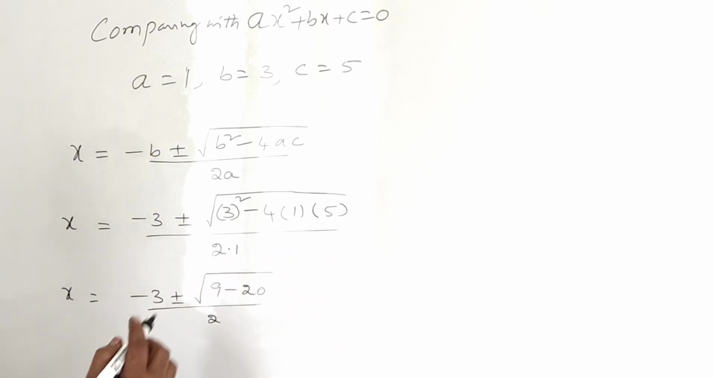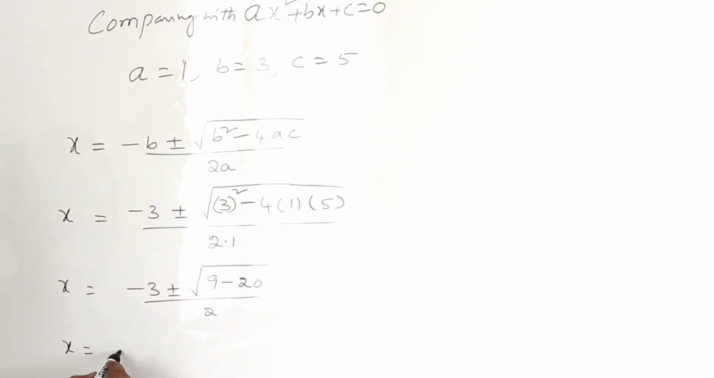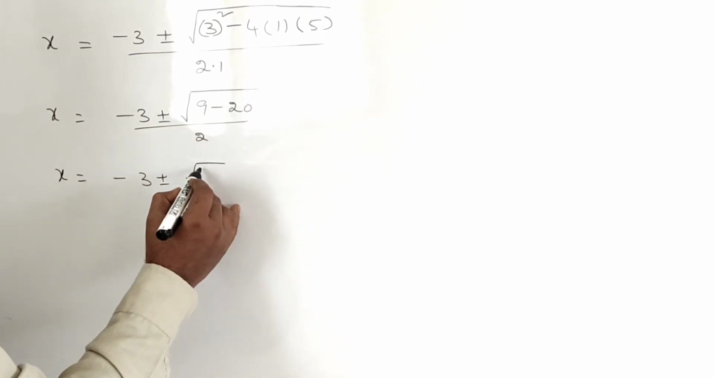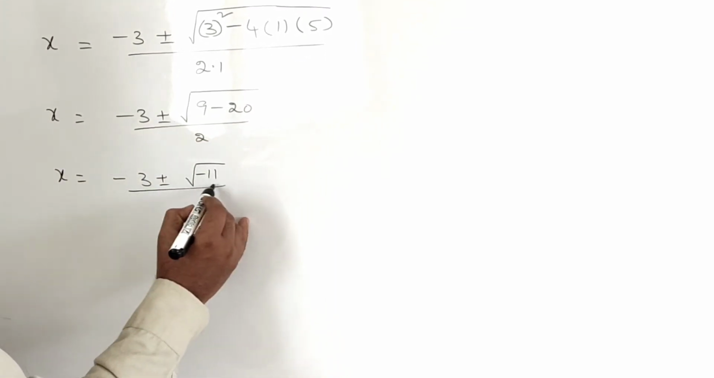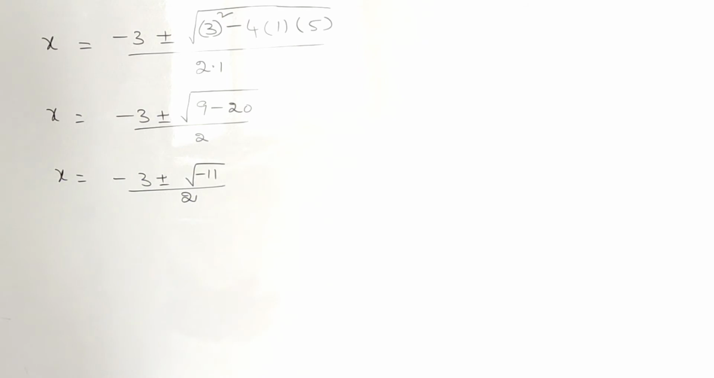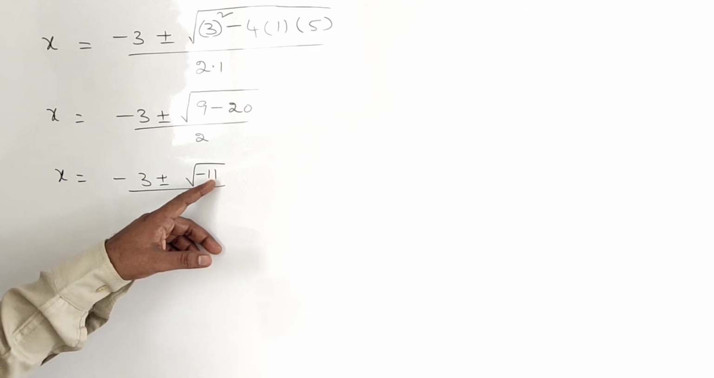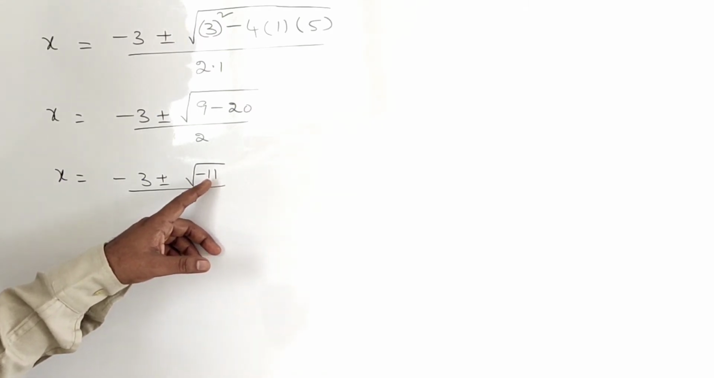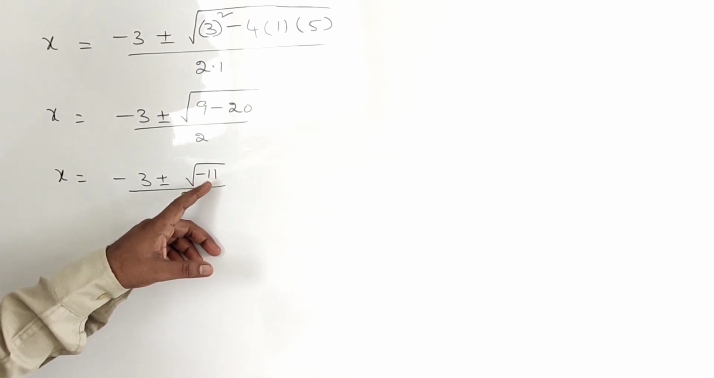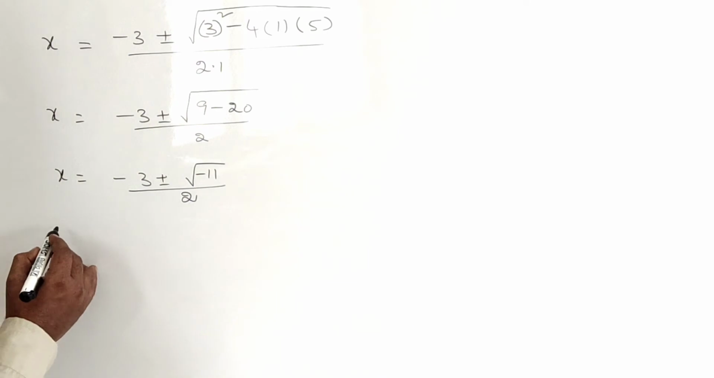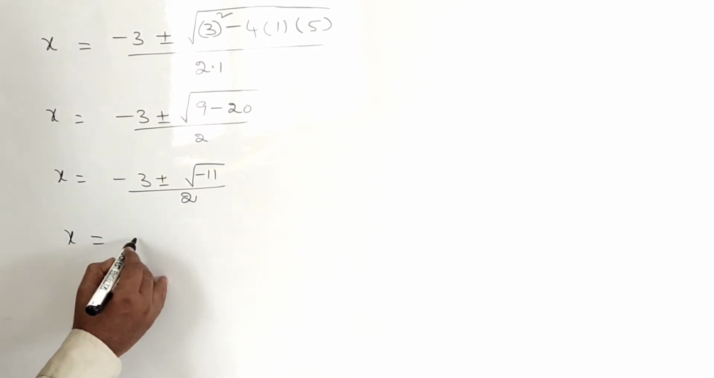So now you can simplify: x is equal to minus 3 plus or minus under root 9 minus 20 is minus 11 upon 2. So minus 11 under root means it is a negative real number in the square root. Negative real numbers do not exist in the square root. That's why this root is not in real numbers. We can convert it into a complex number. How to convert? Already we did a few models.